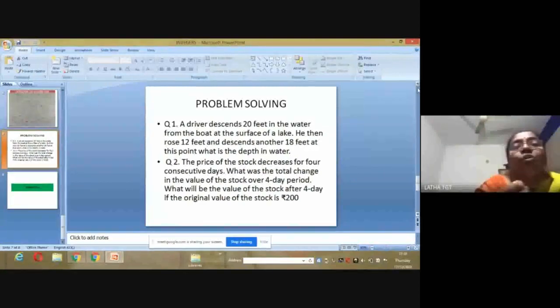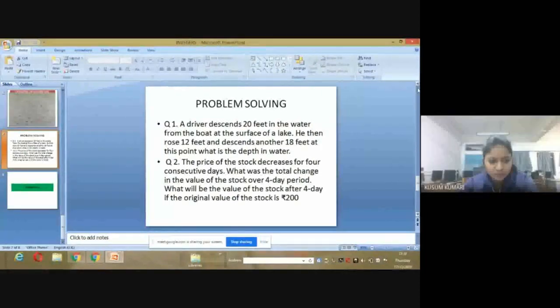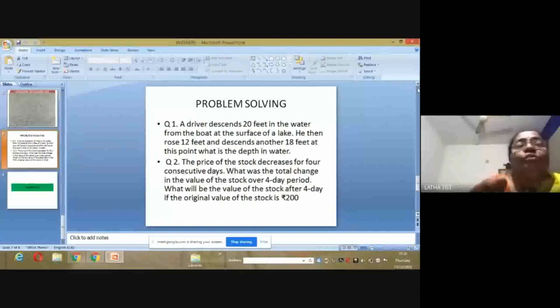Similarly, we have another question also. The price of a stock decreases, actually the number is missing, 10 rupees for 4 consecutive days. What was the total change in the value of the stock over the 4-day period? What will be the value of the stock after 4 days if the original value of the stock is 200? Original is 200, but for 4 consecutive days it is decreasing by 10 rupees.